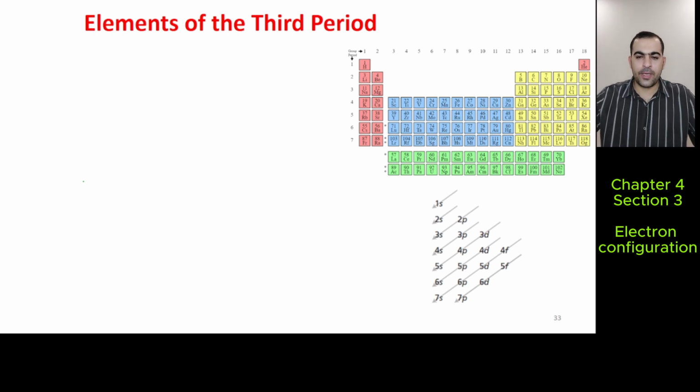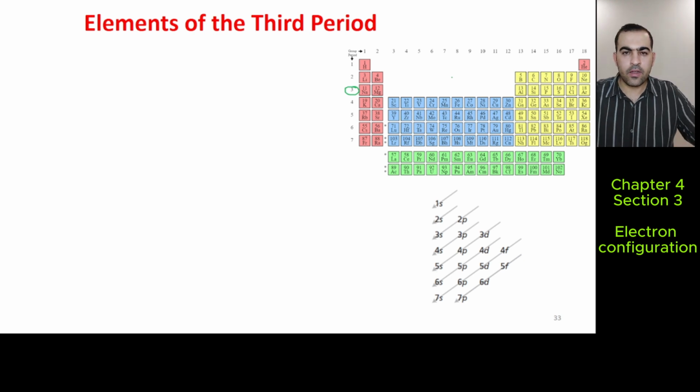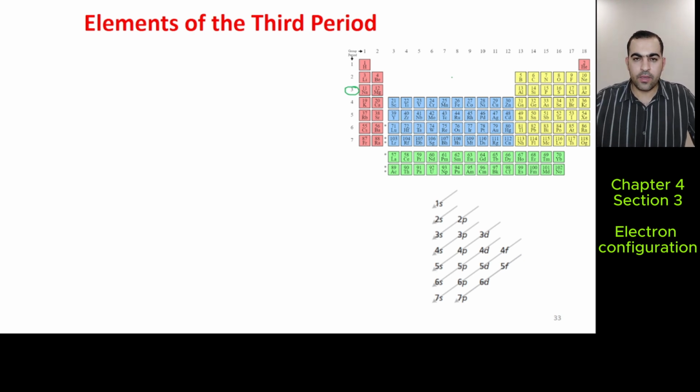Elements of the third period. Guys, if you write the electron configuration, what do we have? The elements of the third period. Look, sodium, magnesium, aluminium, silicon, phosphorus, sulfur, chlorine, and argon. Elements of the first, second, and third periods are really common elements. It's better for you to know their names and symbols. Please know them. They are very important. So the third period starts with sodium and ends with argon.